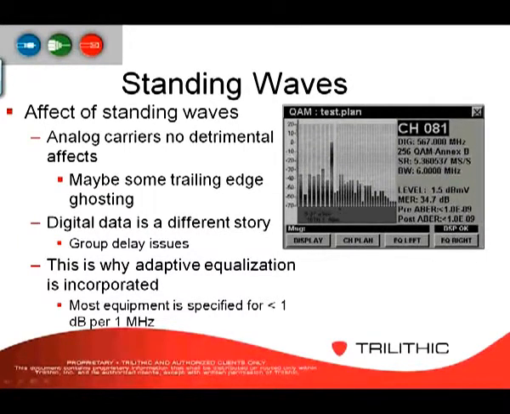Digital data, though, is a totally different story. You can have group delay issues. And this is why adaptive equalization is incorporated. Most equipment is specified for less than 1 dB per 1 megahertz for adaptive equalization.